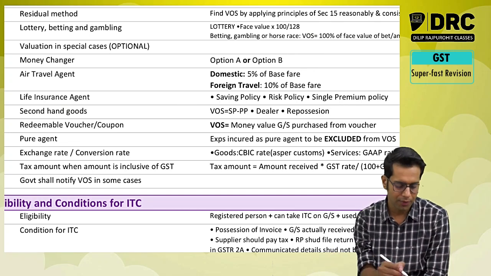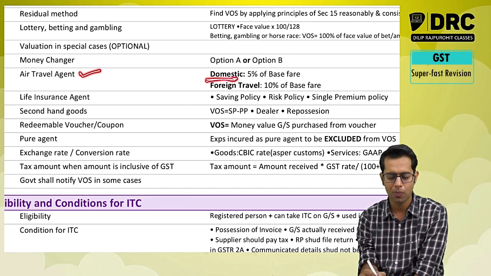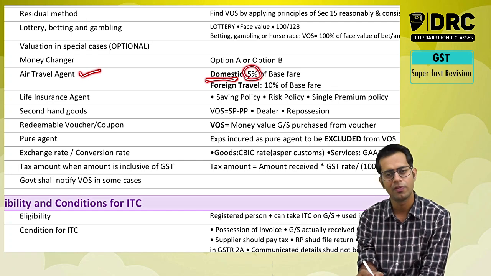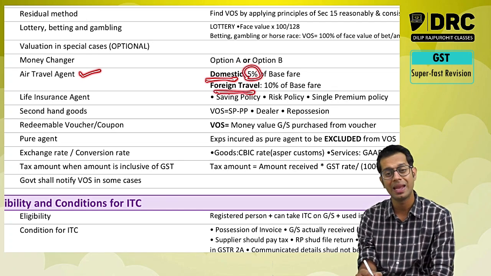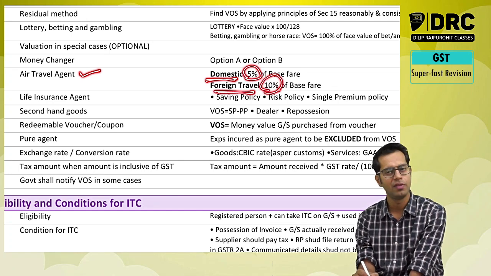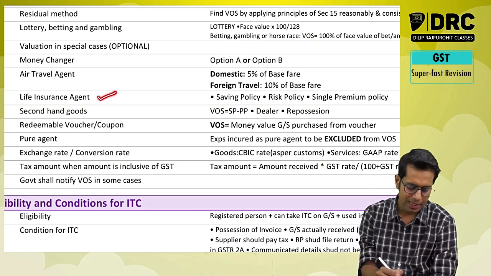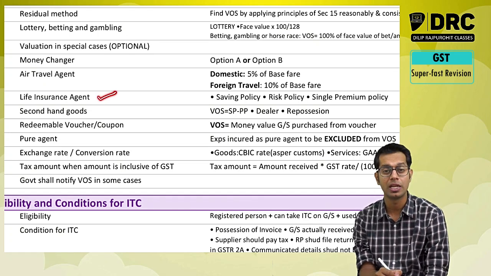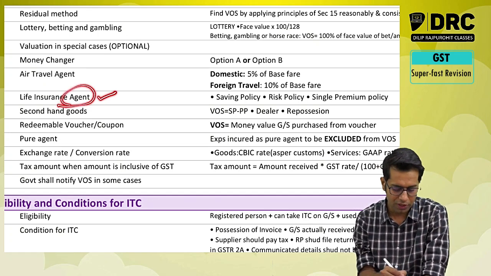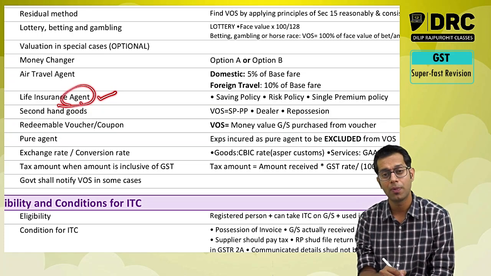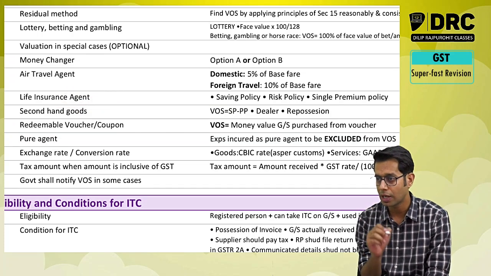If you are an air travel agent, if you are booking domestic travel, the value of supply will be 5% of the base fare. If you are making a foreign travel booking, then the value of supply will be 10% of the base fare. In case of insurance agents, check what type of life insurance agent.